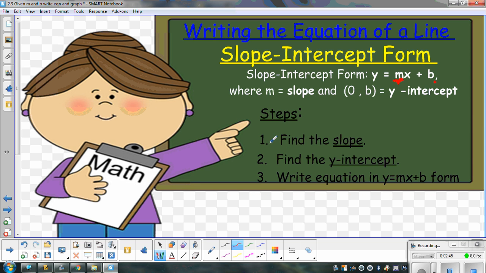The steps: number 1, we find the slope. We're going to find the slope by rising and running. And then we're going to find the y-intercept by simply looking at the point where it cuts through the y-line. Once we know our m and our b, we simply write the equation in the form y equals mx plus b. That is basically it for the notes. Now you're just going to copy down several examples.